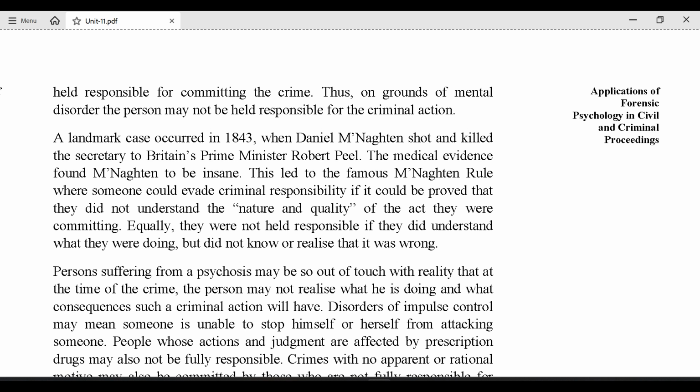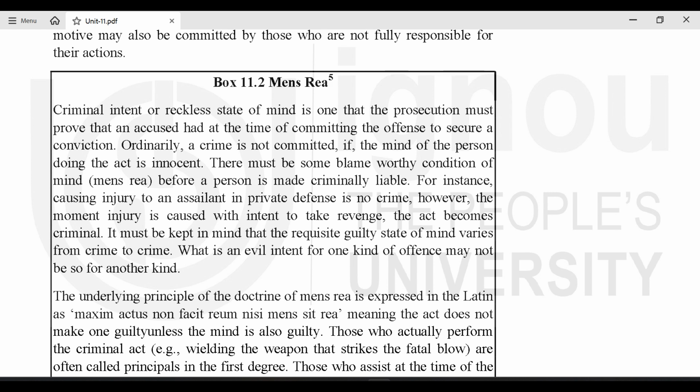Persons suffering from a psychosis may be so out of touch with reality that at the time of the crime, the person may not realize what he is doing and what consequences such a criminal action will have. Disorders of impulse control may mean someone is unable to stop himself or herself from attacking someone. People whose actions and judgment are affected by prescription drugs may also not be fully responsible. Crimes with no apparent or rational motive may also be committed by those who are not fully responsible for their actions.